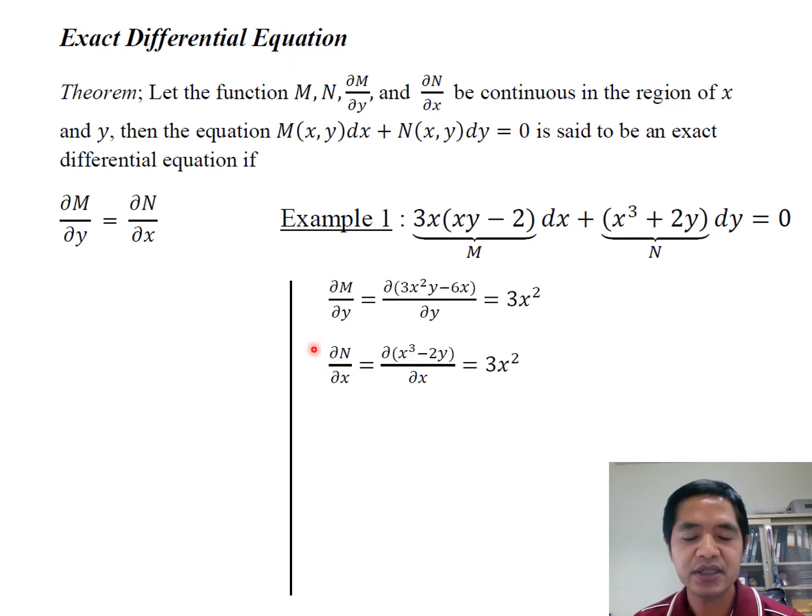Okay, so here is the partial derivative of m with respect to y. You differentiate each term. This one you're going to get 3x squared, right? And the other term goes to 0. For the second term, the n term, with respect to x, you differentiate x to the third over dx, so you get 3x to the second. And the other term, which contains no x, goes to 0, so you get 3x to the second, or 3x squared. So the results of these two are exactly the same. So this is an exact differential equation.